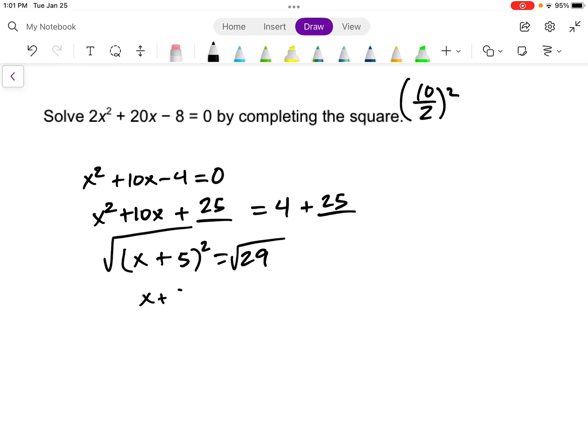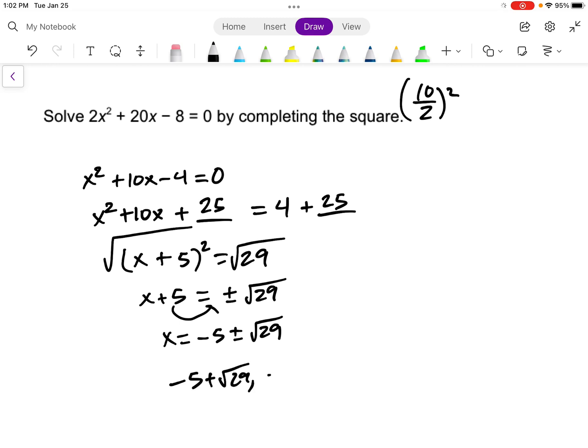x plus 5 equals plus or minus the square root of 29. Minus the 5 over, it's a plus 5. So when I move that over there, I have to minus it, so it becomes negative 5 plus or minus the square root of 29. Now, if we could keep going, we should. Square root of 29 is irrational, so I can't just plug it in a calculator without approximating. And it doesn't simplify. I can't break 29 apart. So that's my answer. Remember, it is 2 answers. My first answer is negative 5 plus the square root of 29. My second answer is negative 5 minus the square root of 29.